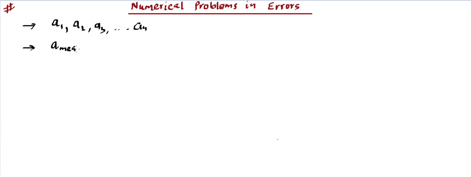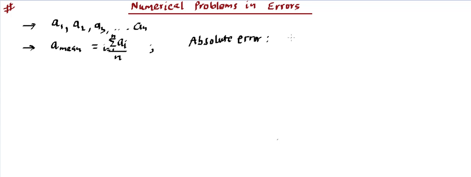So this mean value is equal to the summation of all the observed values divided by the total number of observations. So this i runs from 1 to n. That's called mean value. We calculate the mean value. Once we have calculated the mean value, then we calculate absolute error. So the next term that you learned was absolute error. Absolute error is corresponding to each observation.